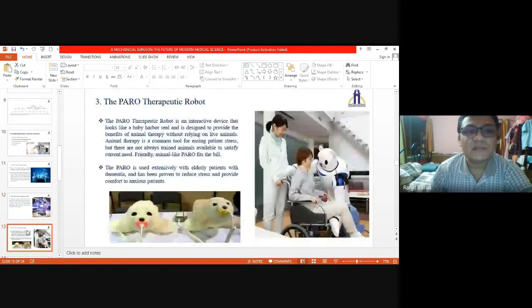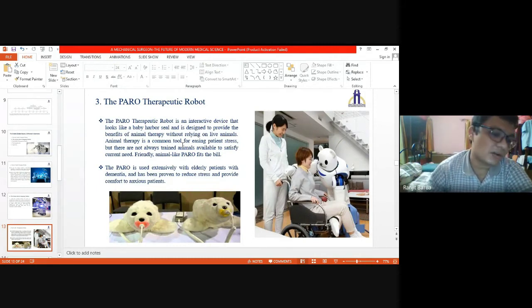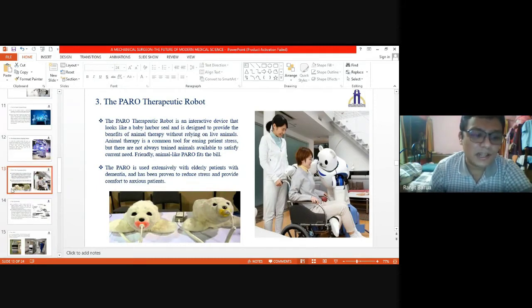Now I'm coming to another interesting robot, that is a parotherapeutic robot. This parotherapeutic robot actually mimics a cute seal. It can help any patient recover from trauma or stress. We can say this is also a medical robot, but not a surgical robot. It can help a patient with dyspnea-like disease or any kind of traumatic problem.